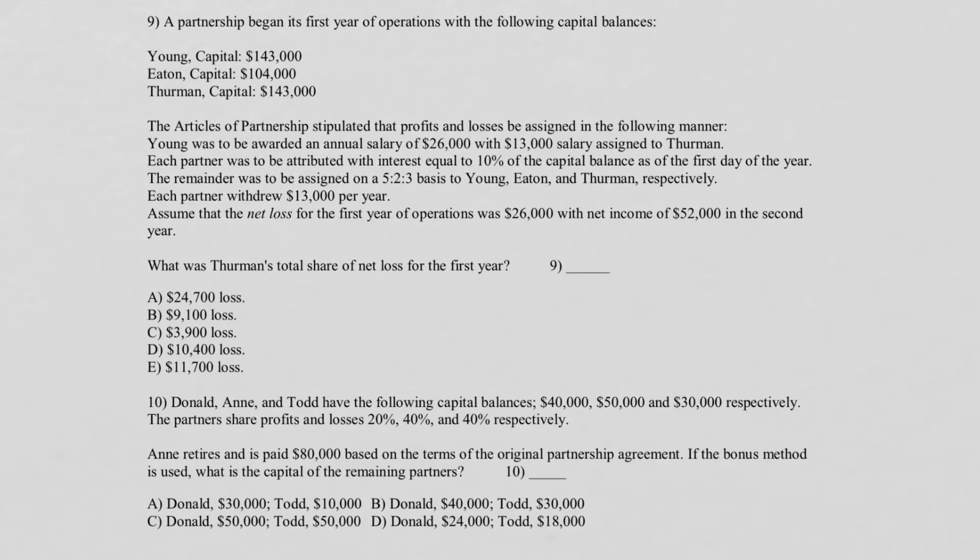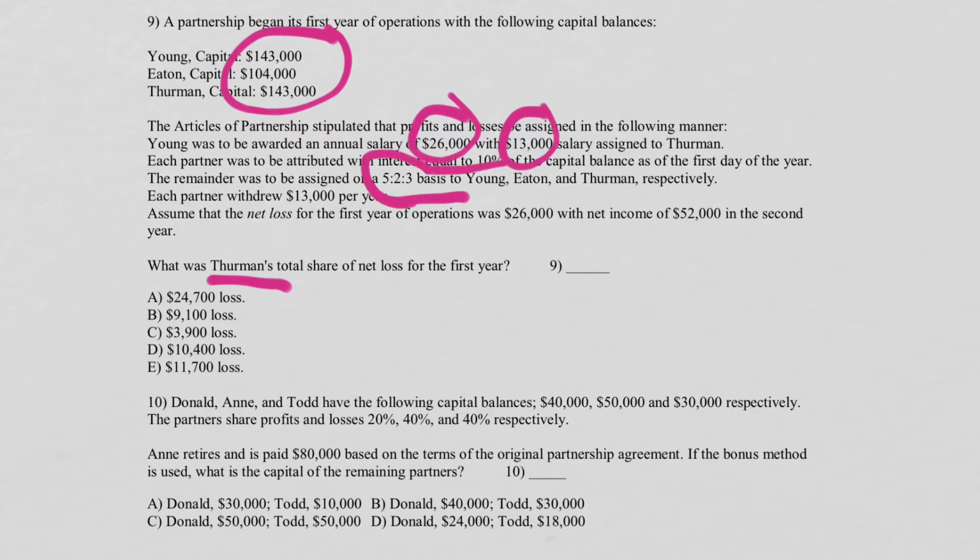Okay, we left two problems over from last time, number 9 and 10. Let's see what we got here. Number 9 works like, what was this total share for Thurman's net loss? And they give you all kinds of criteria here. There's going to be 10% on the capital accounts. There's going to be a salary, 2 salaries as a matter of fact. And then the percentages are going to be 5, 2, and 3. So those are the facts.